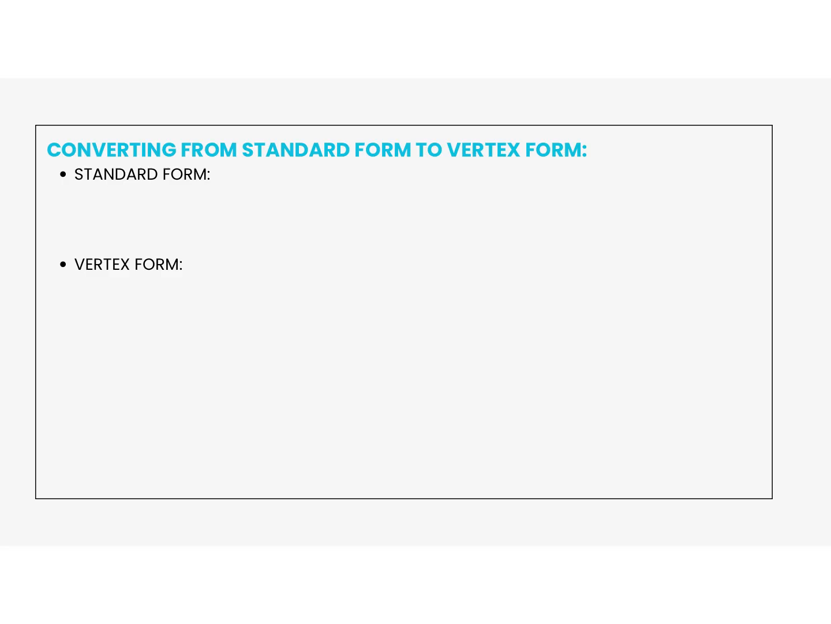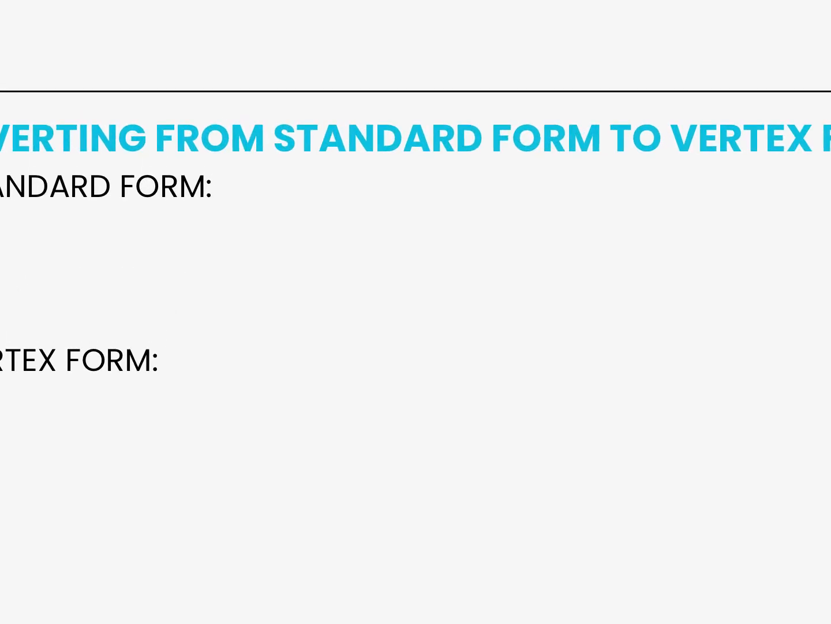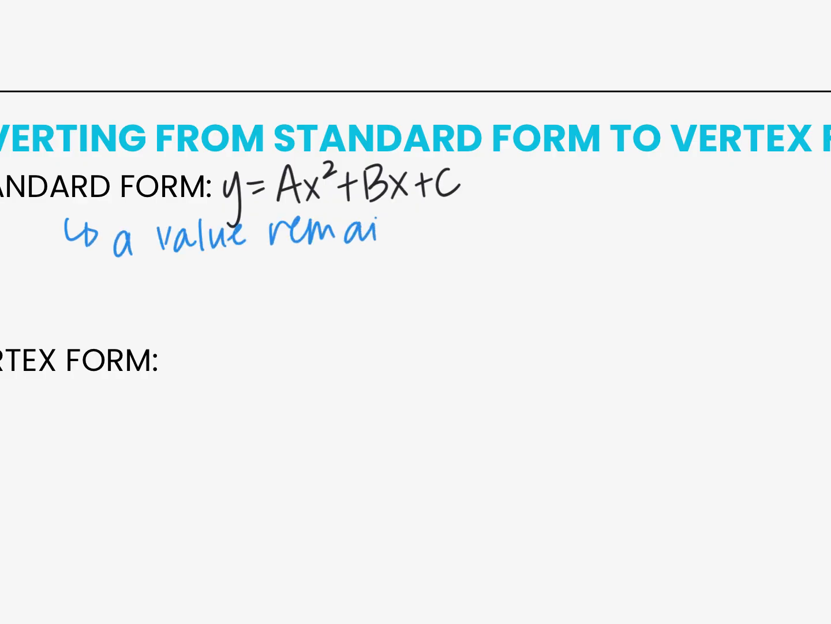All right, so how do we convert from one to the other? So remember, if we have standard form, that's y equals ax squared plus bx plus c. So the two things we have to look for, the a value stays the same. We have an a in both forms. And so if a is negative 2 in standard form, it's going to be negative 2 in vertex form.